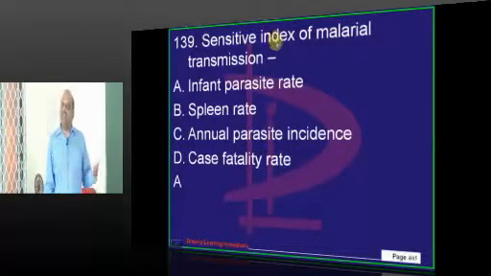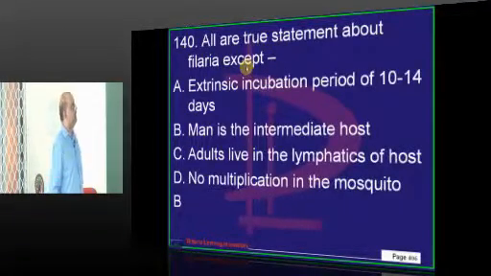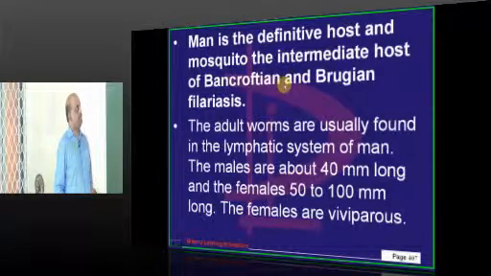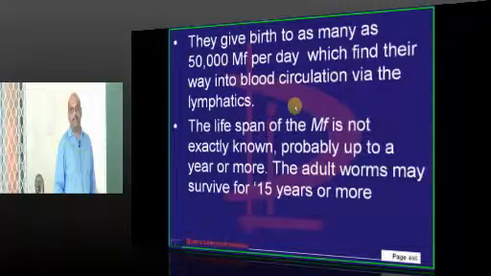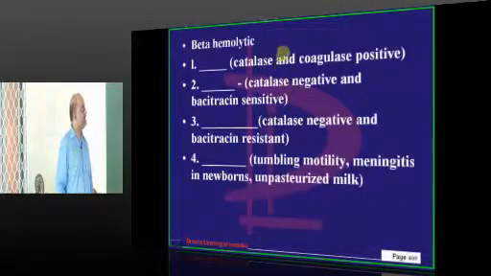Infant parasite index is a very sensitive index in malaria. Man is a definitive host, whereas the mosquito is the intermediate host, for both types of filariasis.